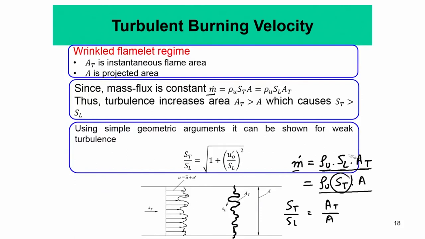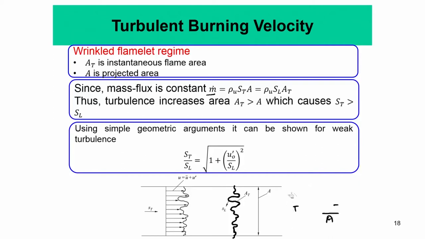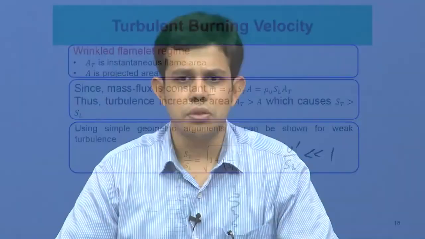Now in the weak turbulence limit, it can be shown that ST by SL is essentially the square root of 1 plus u prime by SL squared, but this is only true when u prime by SL is much less than 1. So this is true only in a very weak turbulence limit, and this is not of much practical importance, because we don't have weakly turbulent situations in a practical engine. We have situations in a standard engine which are strongly turbulent.